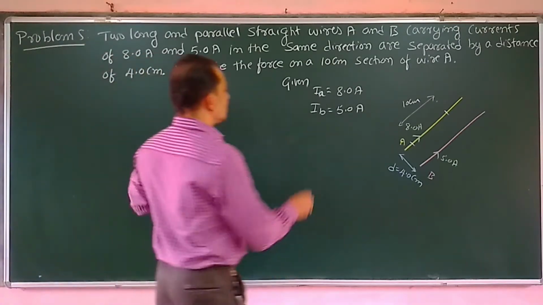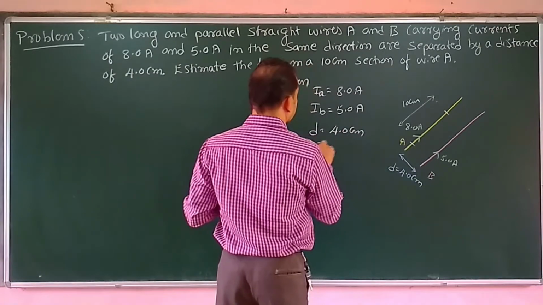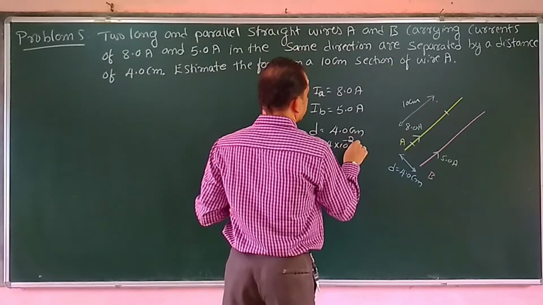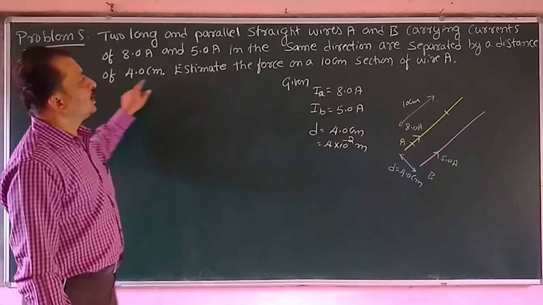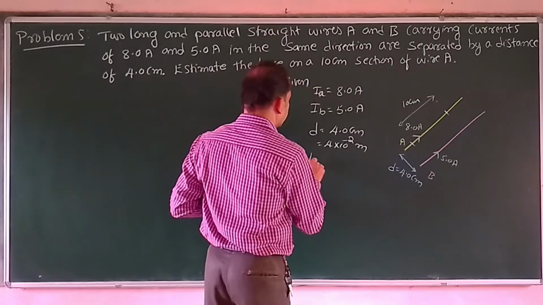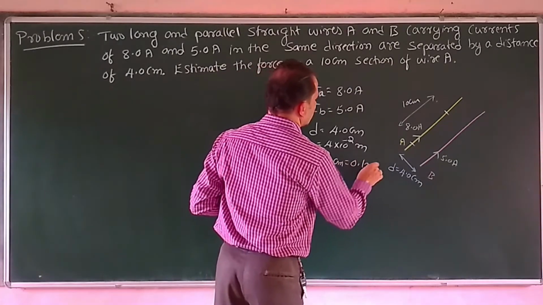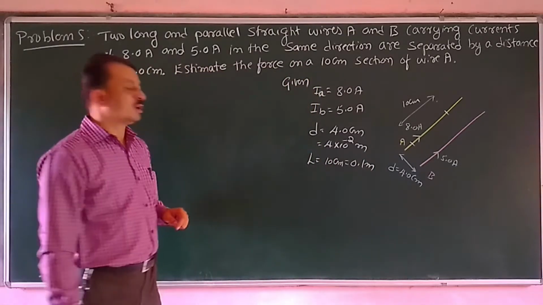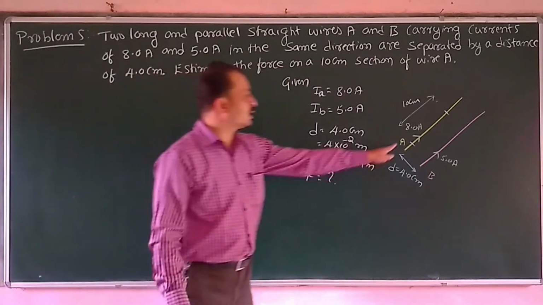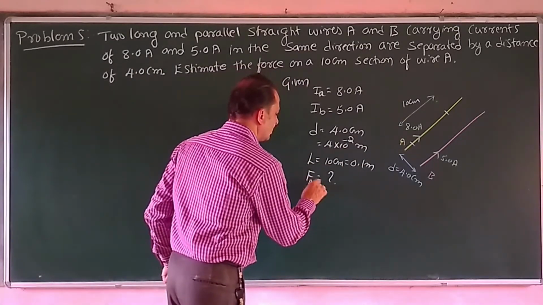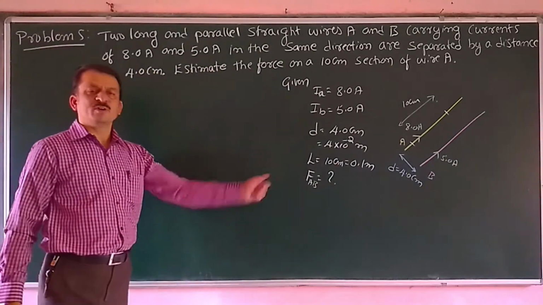They are separated by a distance of 4 centimeter, or 4 into 10 to the power of minus 2 meter. And the length of the conductor, capital L, is equal to 10 centimeter, that is 0.1 meter. What we are going to calculate? We are going to calculate the force on the conductor A due to the current in the conductor B, due to the magnetic field of B.